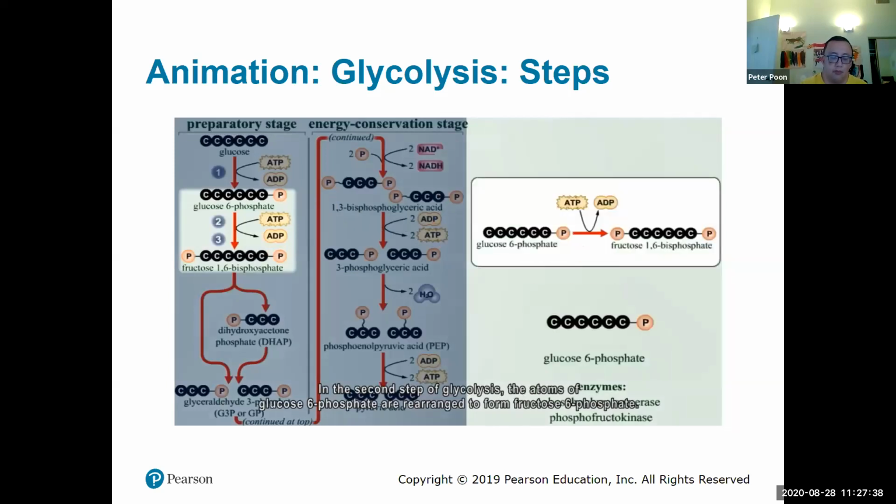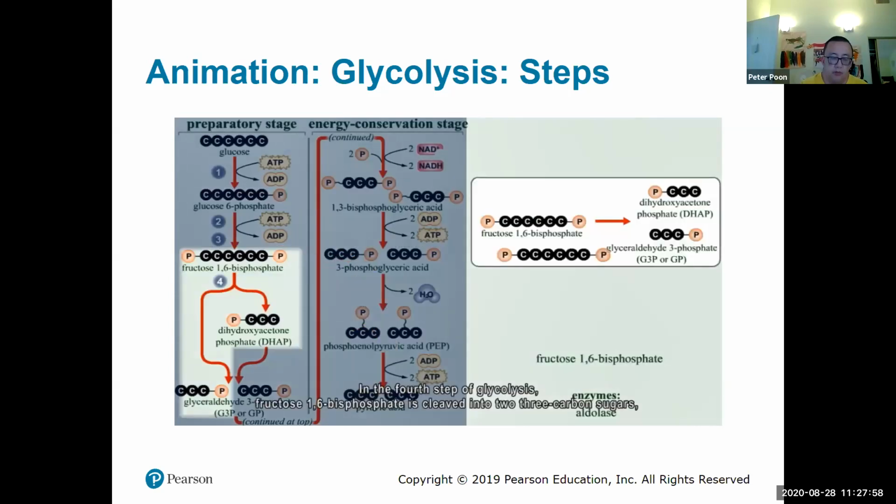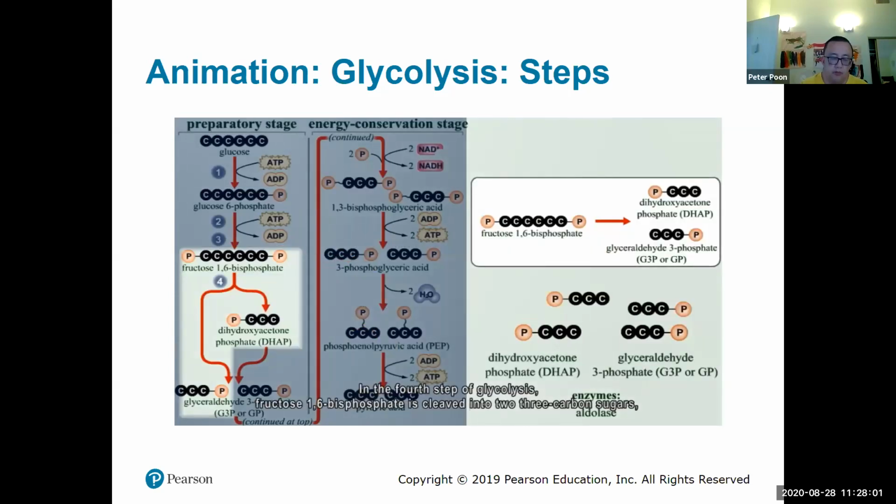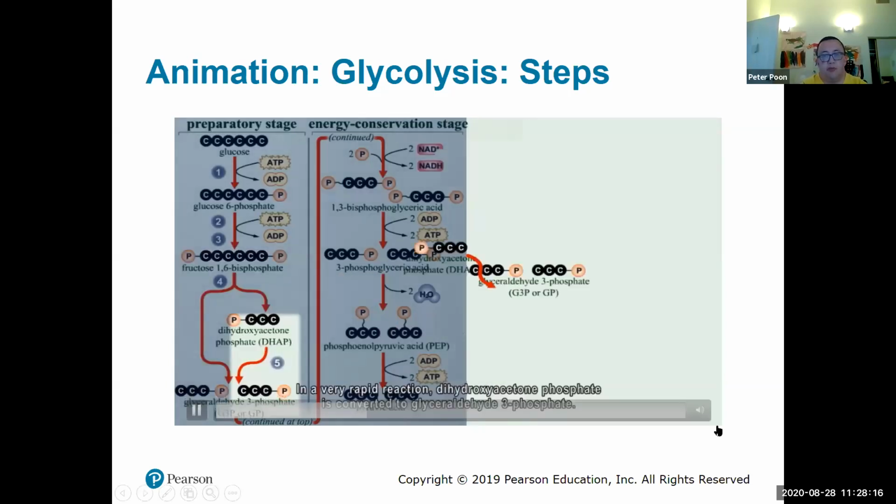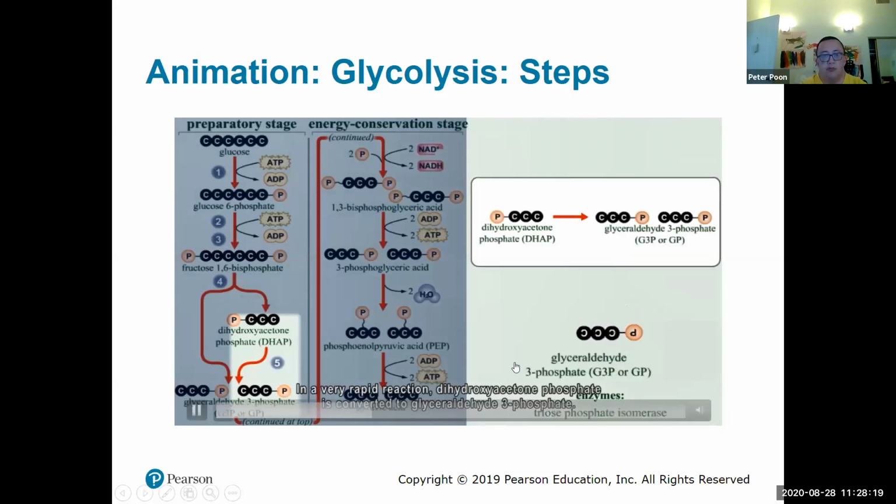In the second step of glycolysis, the atoms of glucose 6-phosphate are rearranged to form fructose 6-phosphate. This rearrangement prepares the molecule for the third step of glycolysis, in which further energy is invested in the form of ATP, forming fructose 1,6-bisphosphate. In the fourth step of glycolysis, fructose 1,6-bisphosphate is cleaved into two 3-carbon sugars, dihydroxyacetone phosphate and glyceraldehyde 3-phosphate. This step is the lysis step for which glycolysis is named. In a very rapid reaction, dihydroxyacetone phosphate is converted to glyceraldehyde.